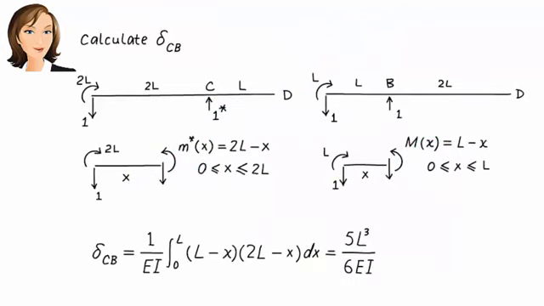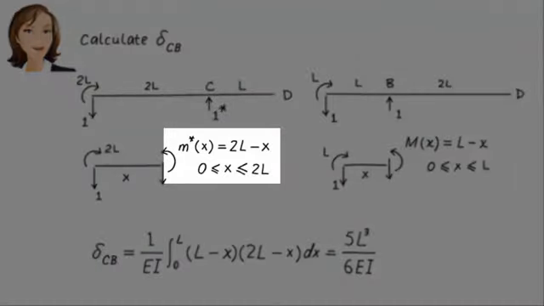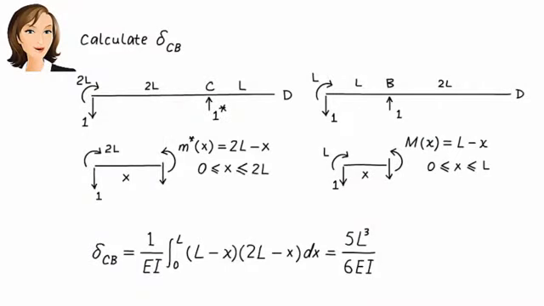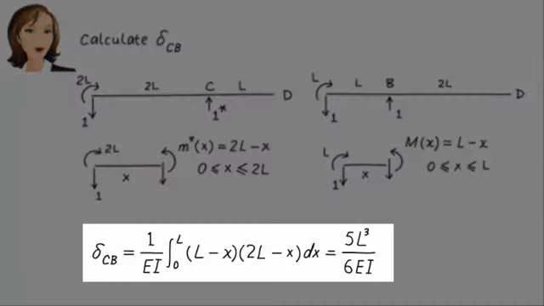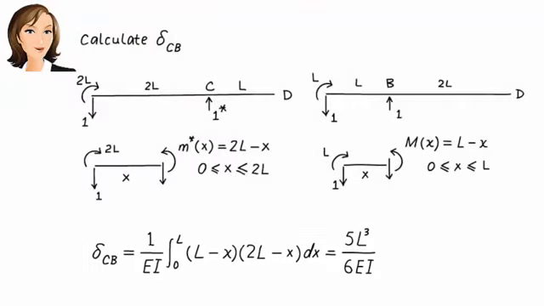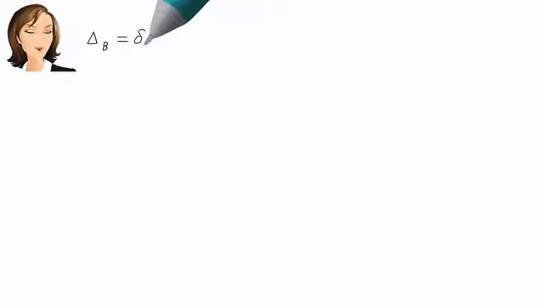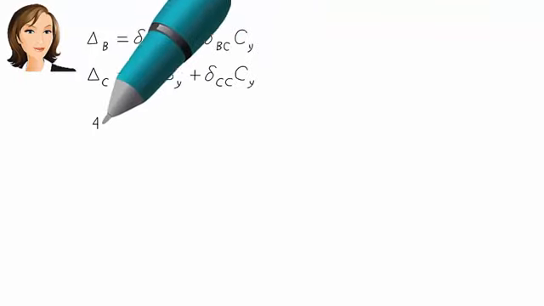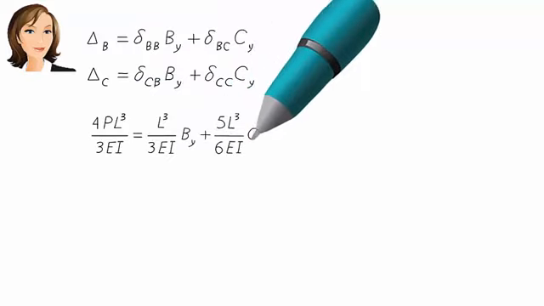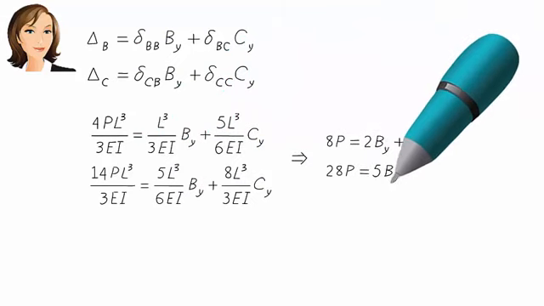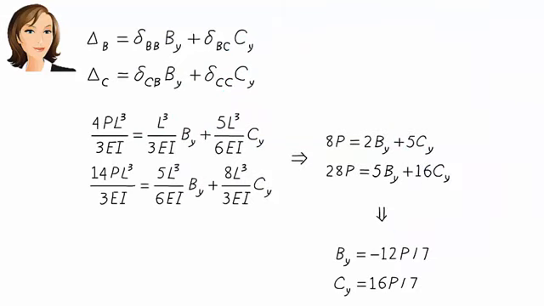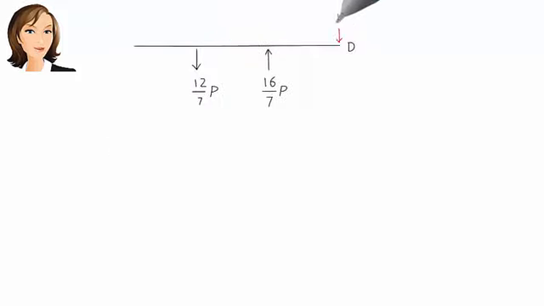What we refer to as m when calculating delta BC becomes m star here, and the m star we used for delta BC becomes m here. Not surprisingly, delta CB equals delta BC. Now we can write our compatibility equations and solve them for the redundant forces. The remaining unknown reaction forces, there are 3 of them, can now be calculated easily using the equilibrium equations.